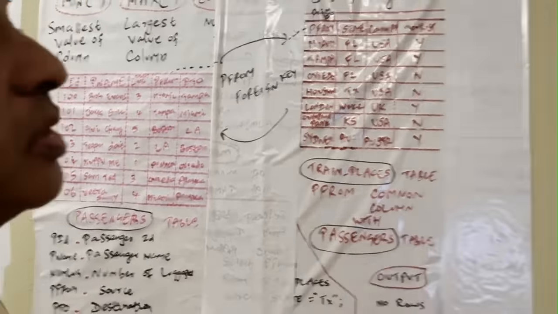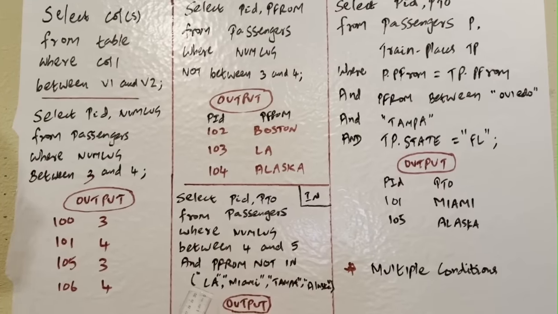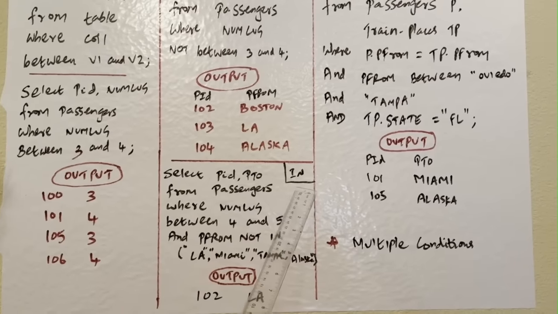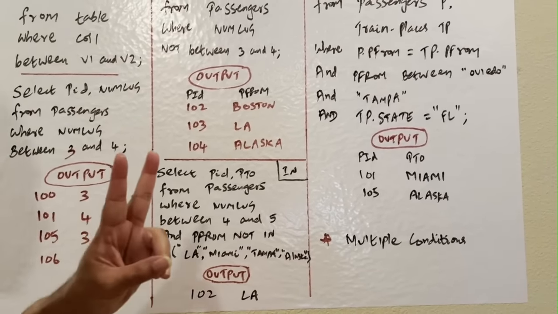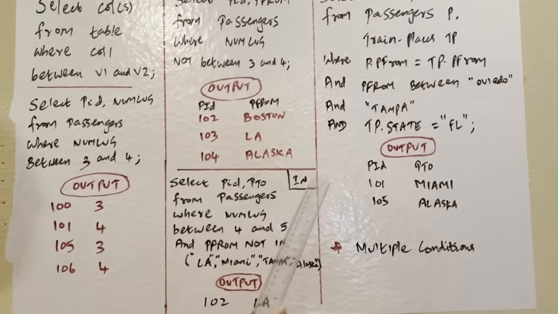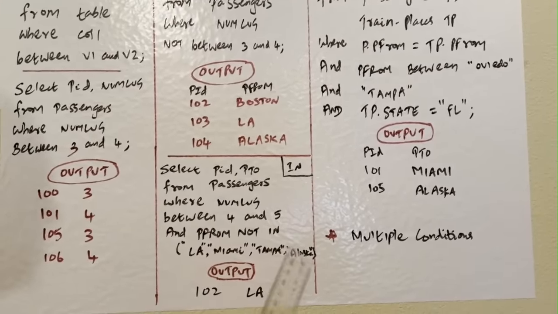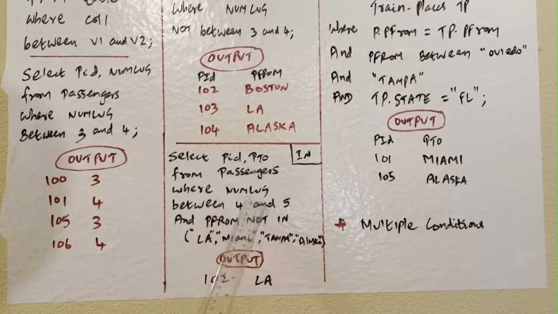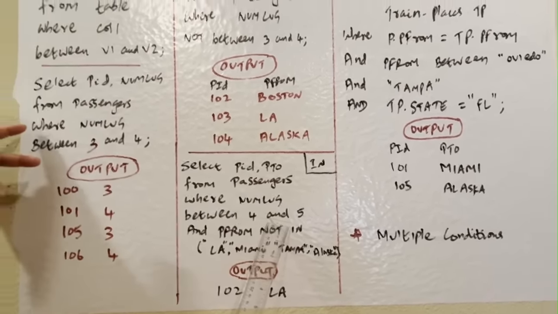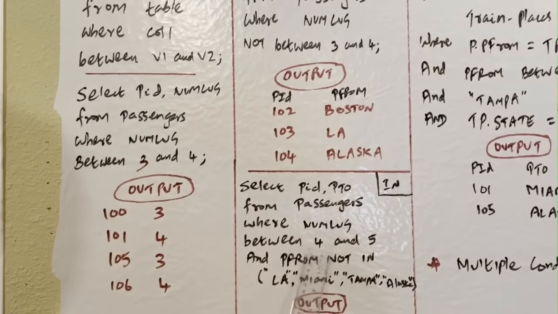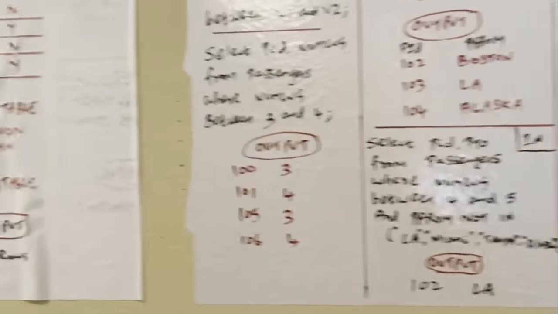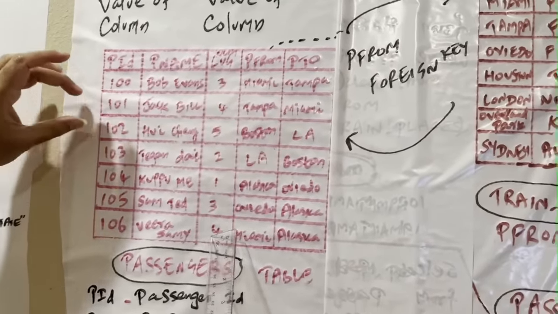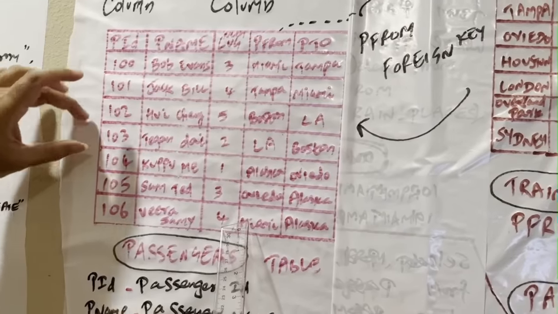Let's go to the third query. Yesterday we discussed the in operator in the subquery. Let's see how it's used here. We are using 2 operators, between and in. We are adding more conditions, logical conditions. Select PID, passenger 2 from passengers where numlog between 4 and 5. Same like 3 and 4, but it's 4 and 5. How many records? 1, 2, 3 records are there. It will fetch these 3 in memory: 101, 102, 106.